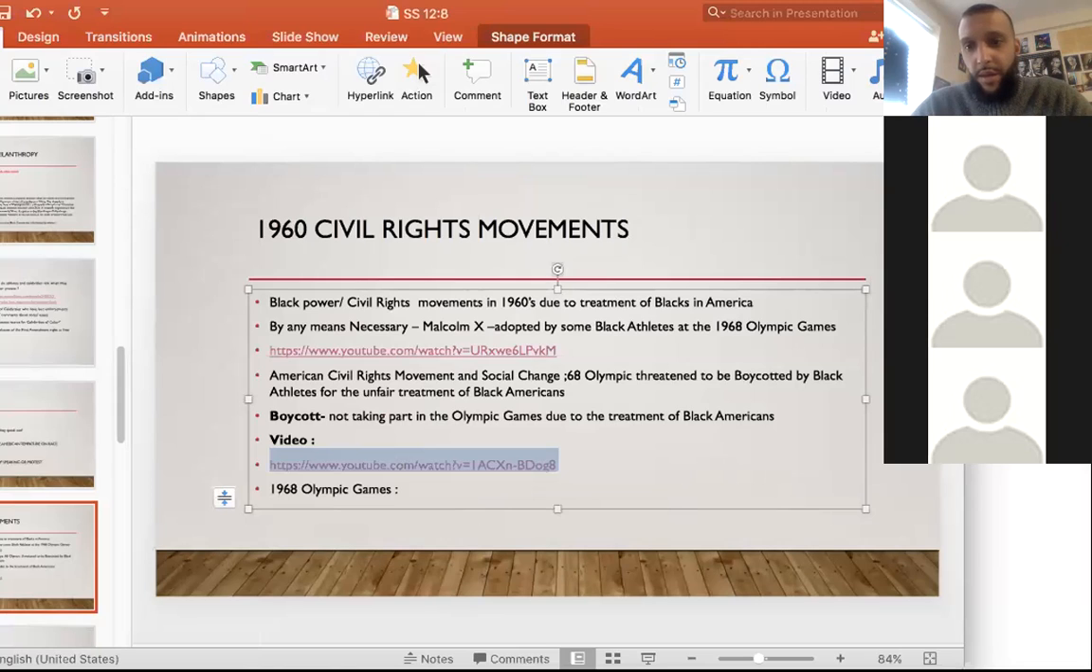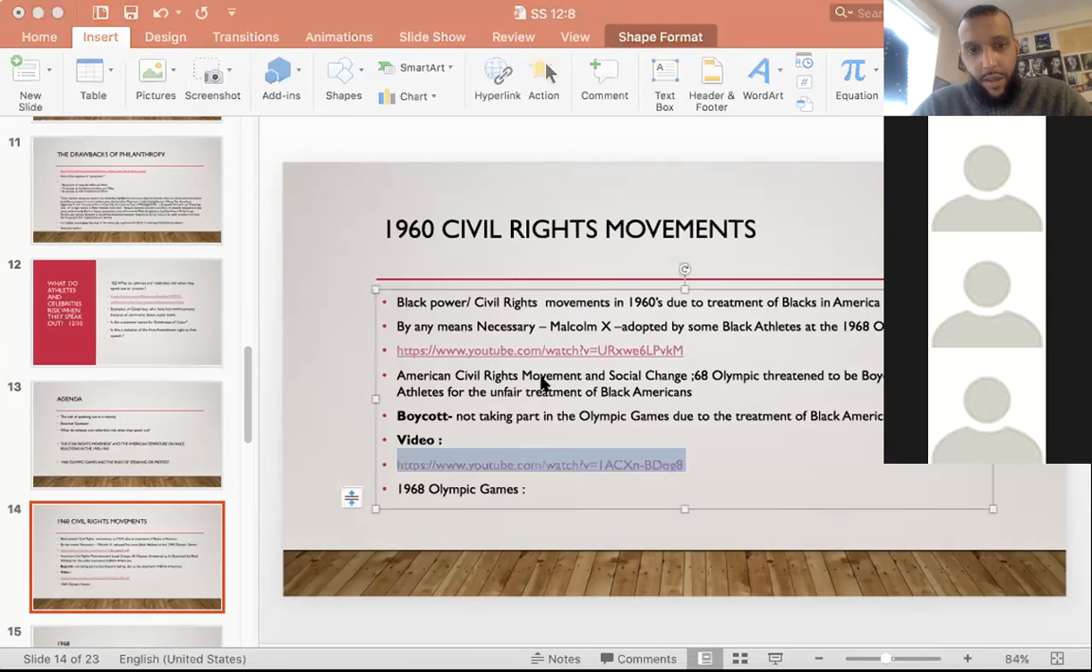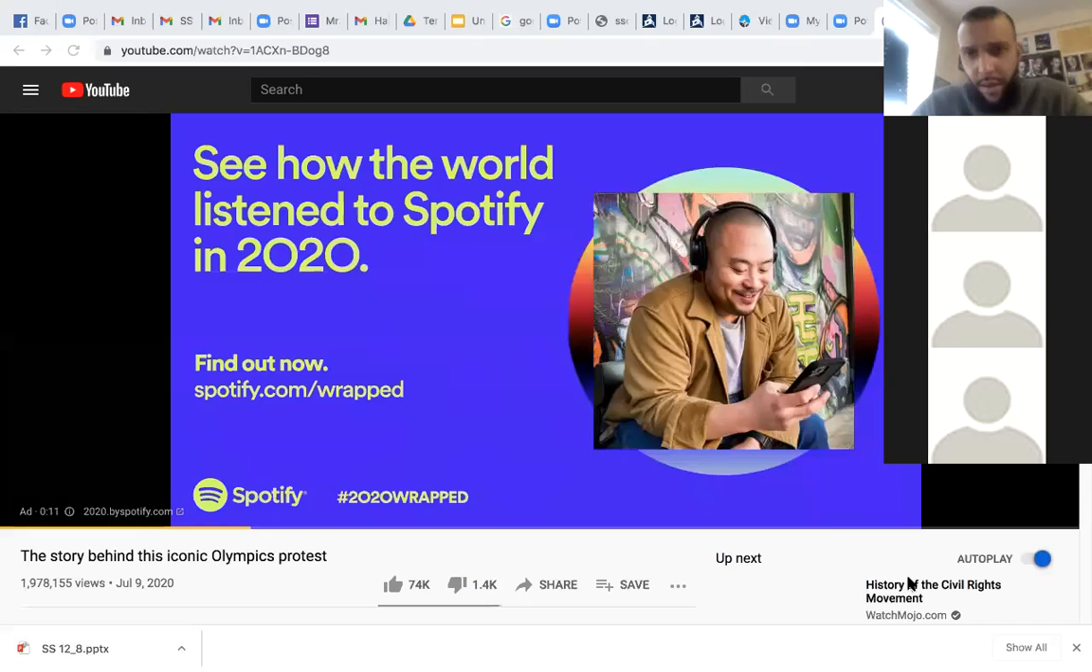Top artists for the year. The Beatles, not a surprise. Paul Simon, Taylor Swift, Bob Marley and the Wailers. We're talking about the whole catalog of Bob Marley. See how the rest of the world listened to Spotify in 2020.